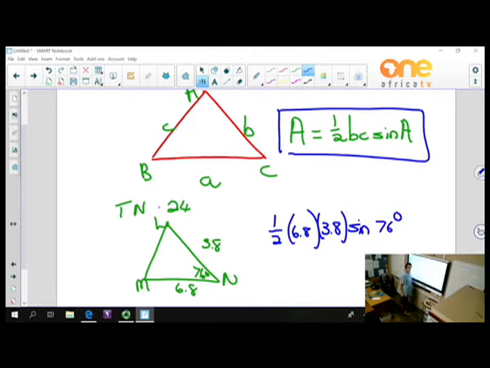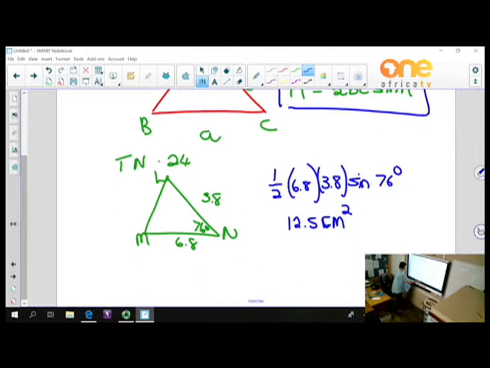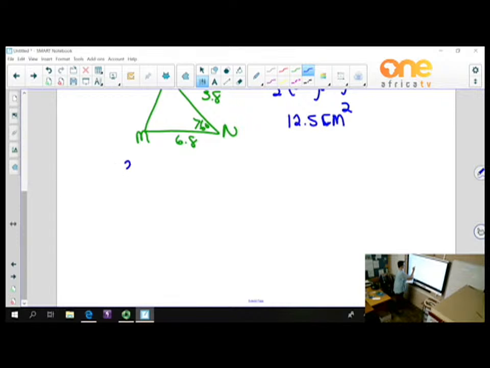You can just press your calculator: 0.5 times 6.8 times 3.8 times sine 76. And I have 12.5 square centimeters on that one. Once we know the formula, it is very easy to do this. The next one is number 2. Find the area of an equilateral triangle. Again, I'm drawing the picture.